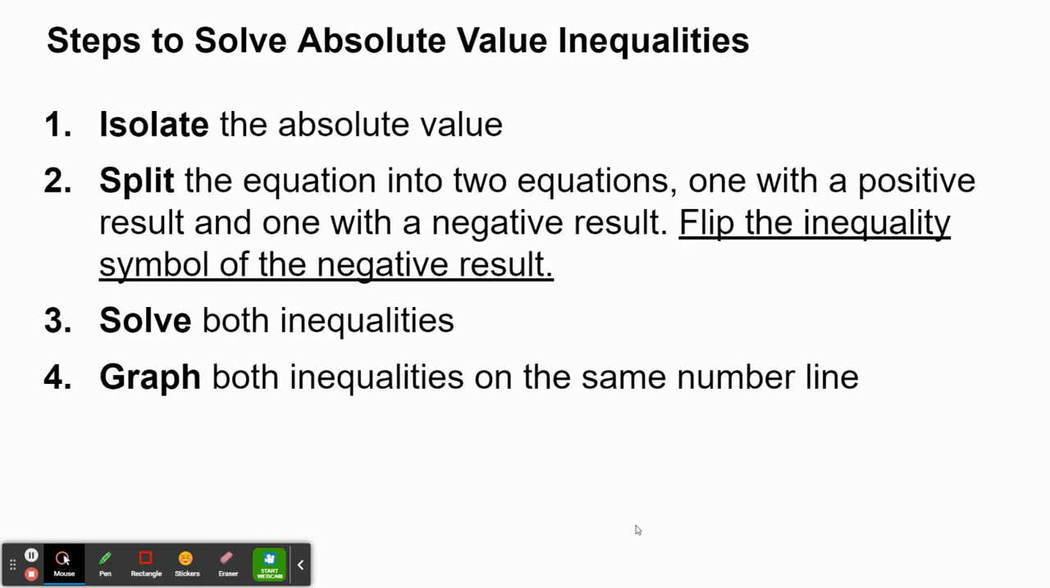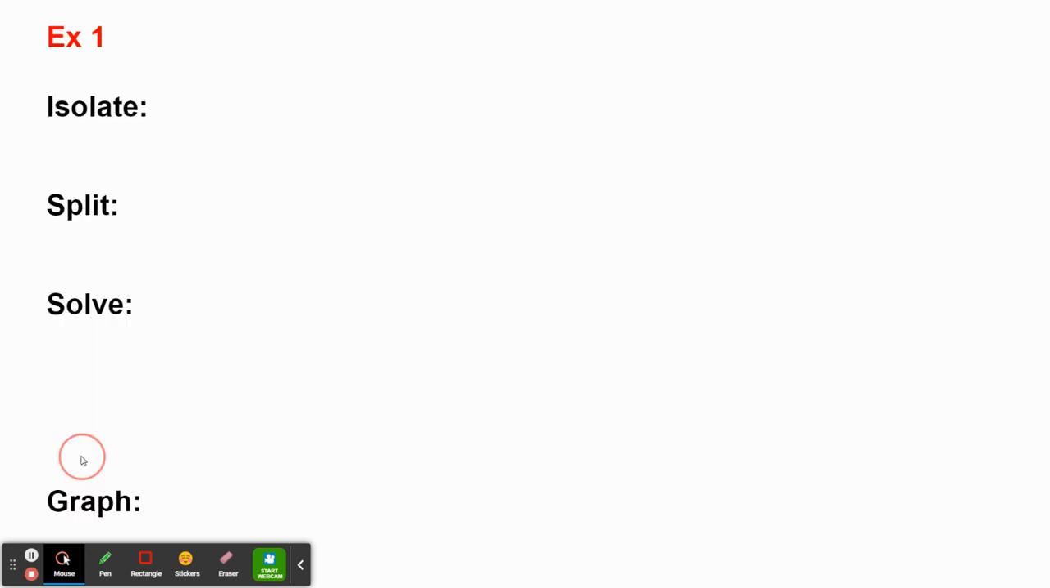Here are the steps to solve absolute value inequalities. It's very similar to our other steps for solving absolute value equations. However, there's a couple things we need to make sure that we separate from that. So we want to isolate the absolute value, just like we did. Split the equation into two equations, one with a positive, one with a negative result. However, it is imperative that we remember we need to flip the inequality symbol of the negative result. I'll show you that in an example. Solve both inequalities and graph them both on the same number line. Let's just skip to an example.